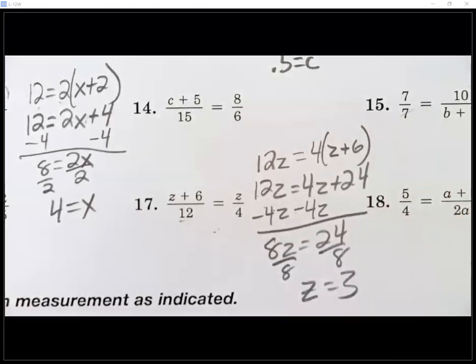That was a tough one because you had 2 things going on. You had to distribute, and then once you made your equation, you had variables on both sides. So if you got that one correct, good job on 17.